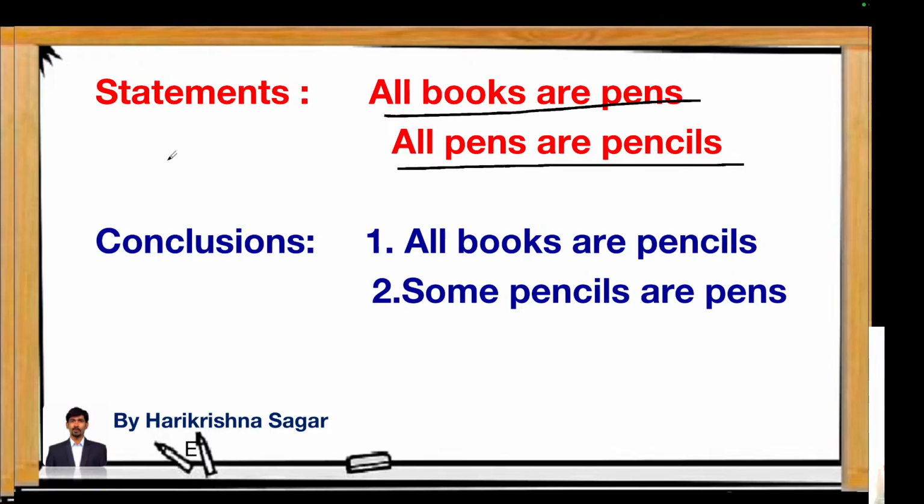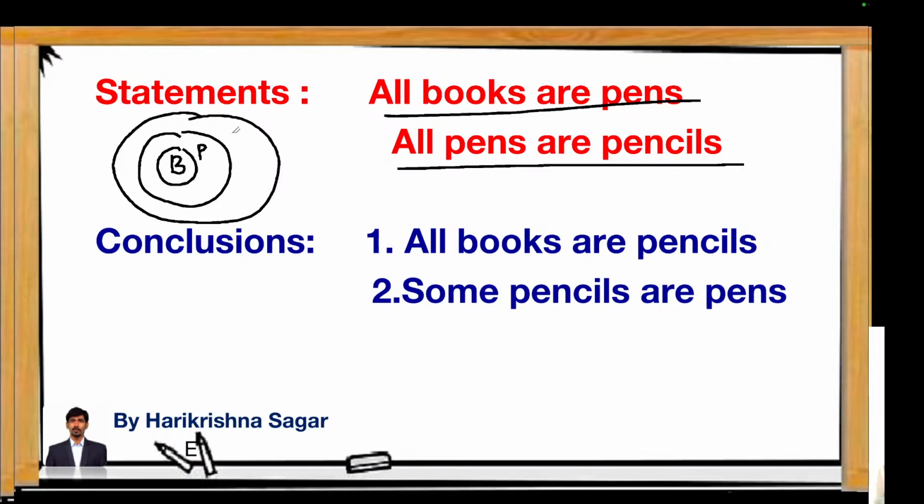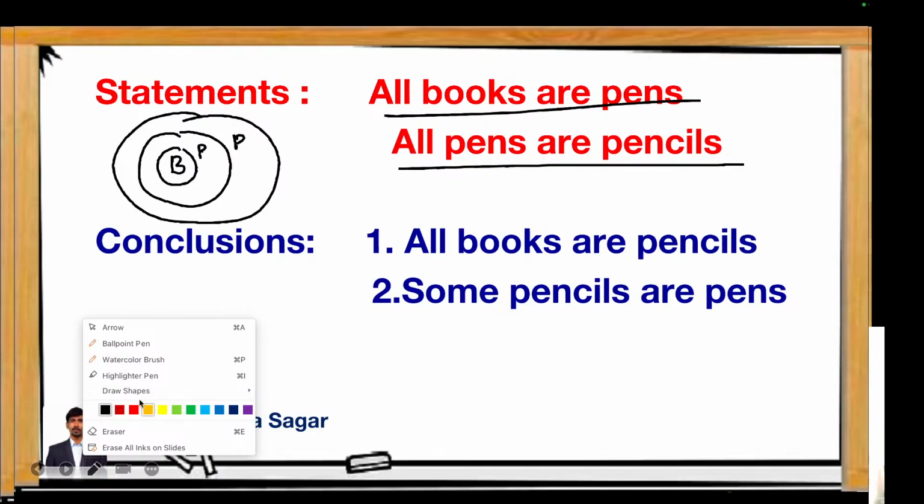All books are pens. Let me draw it like this. All books are pens, and all pens are pencils. So we are done with the diagram. Some books are pencils. Is that true or not? You have to check. Some books are pencils. Is that true? Yes, it is definitely going to be true.